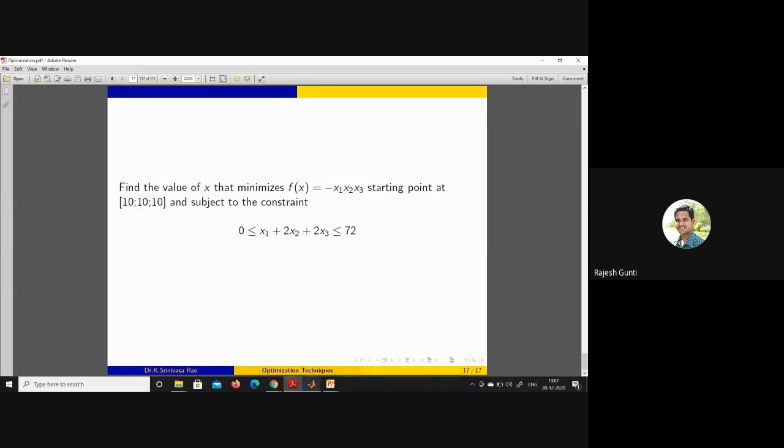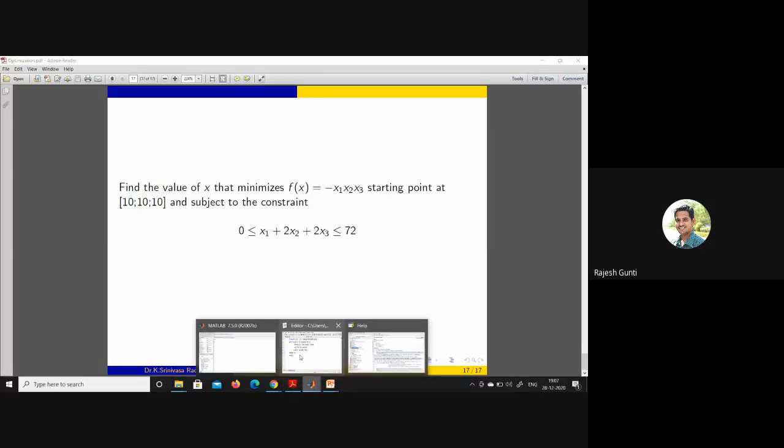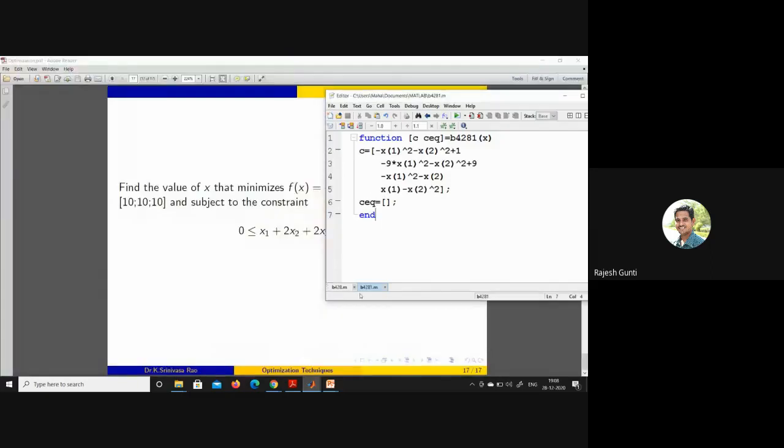Now you take an m-file. f is minus x of 1, minus x of 2, minus x of 3. Save.